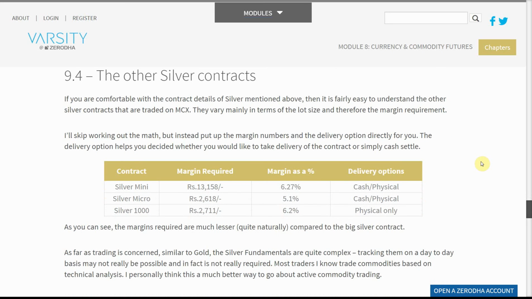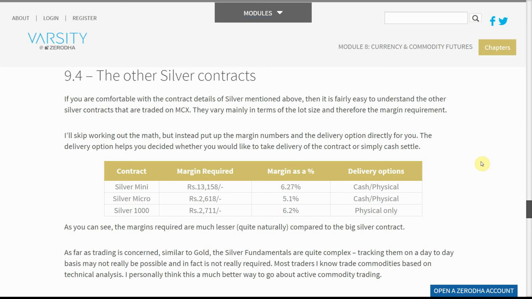9.4 The other silver contracts. If you are comfortable with the contract details of silver mentioned above, then it is fairly easy to understand the other silver contracts that are traded on MCX. They vary mainly in terms of the lot size and therefore the margin requirement. I'll skip working out the math, but instead put up the margin numbers and the delivery option directly for you. The delivery option helps you decide whether you would like to take delivery of the contract or simply cash settle.